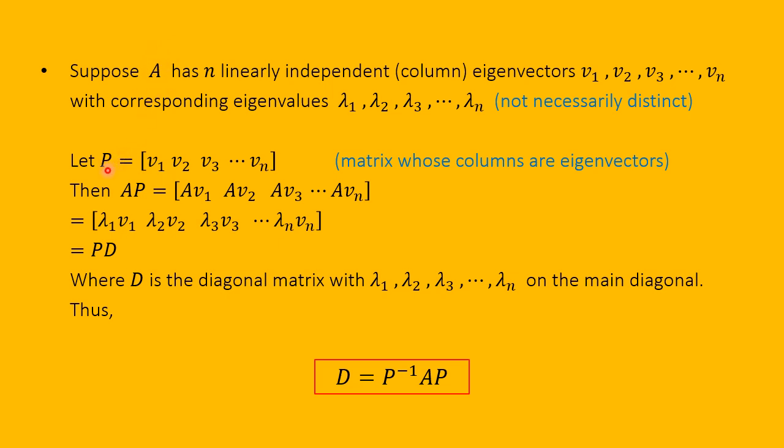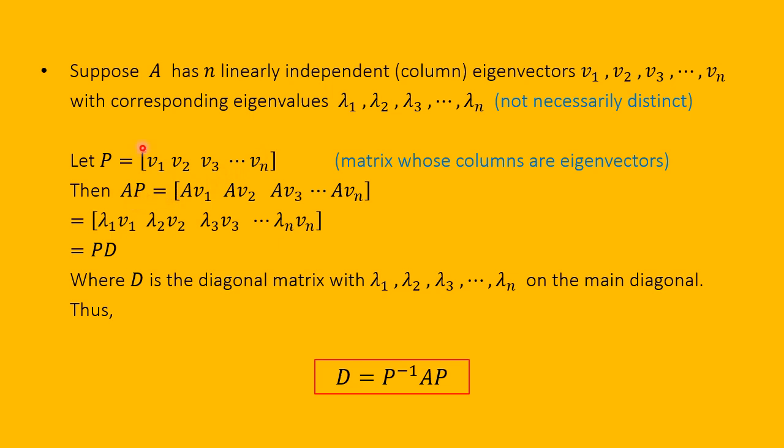Let's construct the matrix P that looks like this. The first column of P is the eigenvector v1. The second column of P is the eigenvector v2, and so on all the way through v sub n. So this is going to be an n by n matrix.